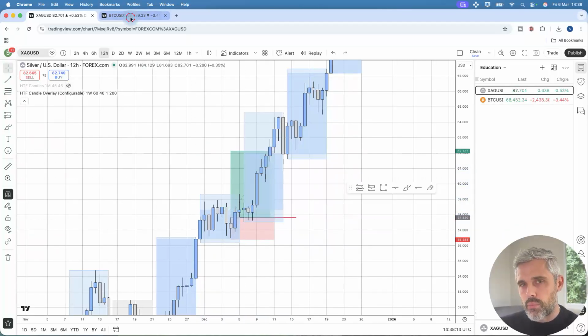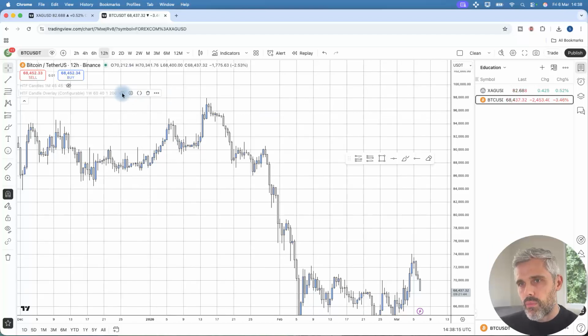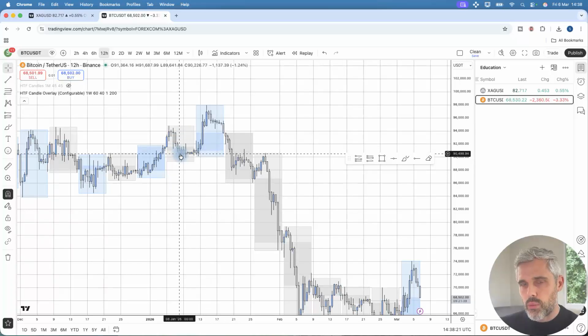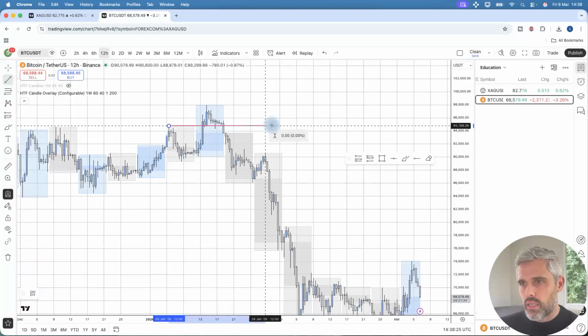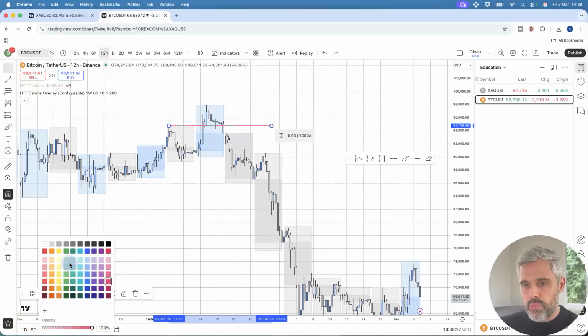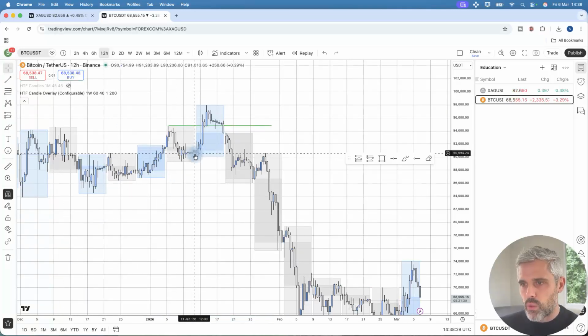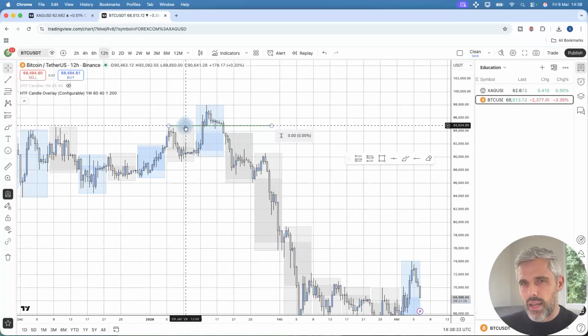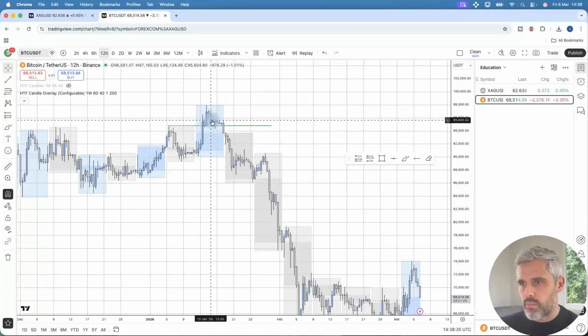Let me look at another example with Bitcoin. So again, 12-hour price action. I'm going to overlay the weekly candle. And we see this classic accumulation, manipulation, distribution. See, price broke above a previous high. This weekly candle broke above, closed inside. So this is a classic weekly AMD.